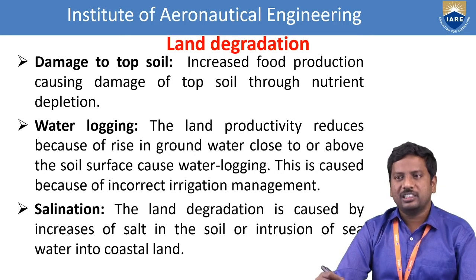And salination. Land degradation is also caused by an increase of salt in the soil or intrusion of seawater into coastal land. If you grow crops near the sea, the percentage of salt like sodium chloride increases in the surrounding land. It damages the crops and the growth of plants. So that is nothing but salination.